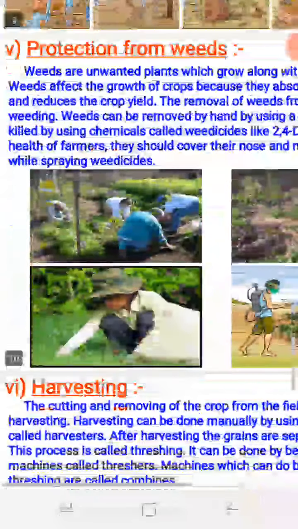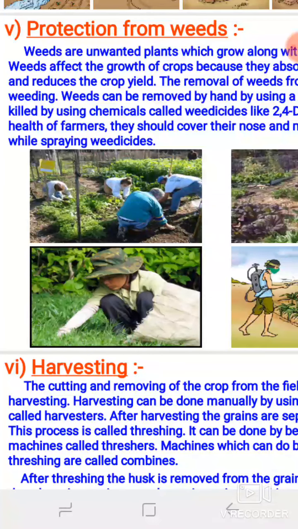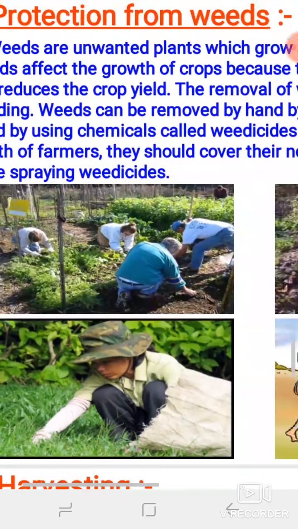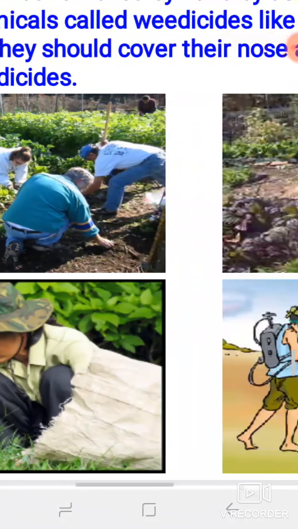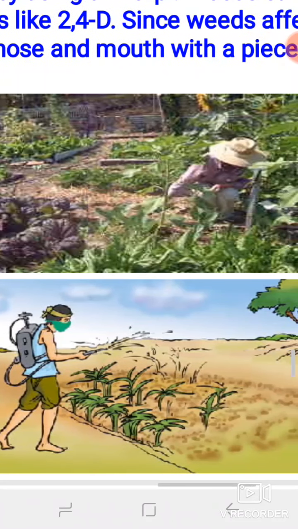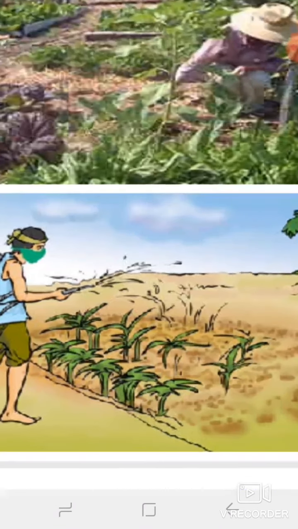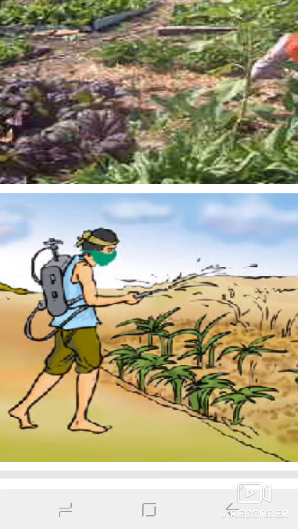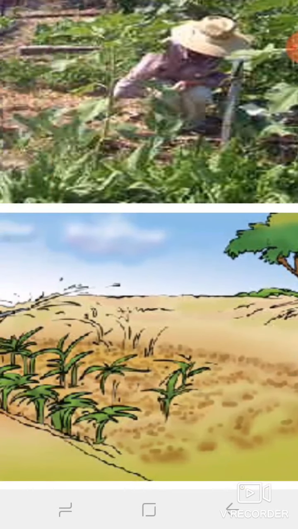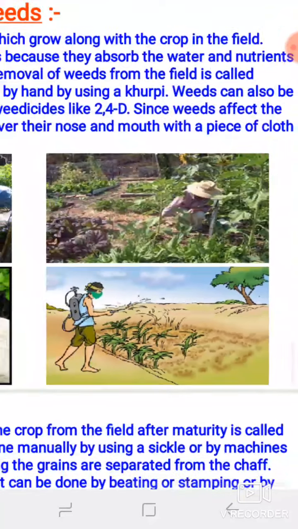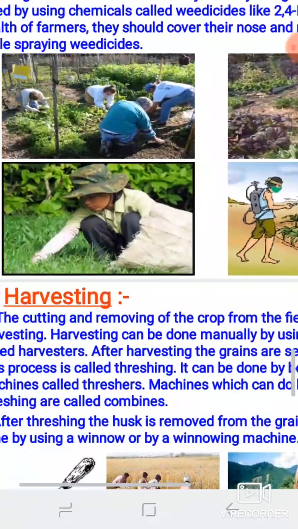Then protection from the weeds. Weeds are actually unwanted plants, which we have already discussed. Here you can observe various diagrams in which people are removing the weeds by the hand method. In the next diagram you can also observe some weedicide being sprayed by a person to remove the weeds, meaning these unwanted plants can be removed by the chemical method also, beyond the hand picking method.